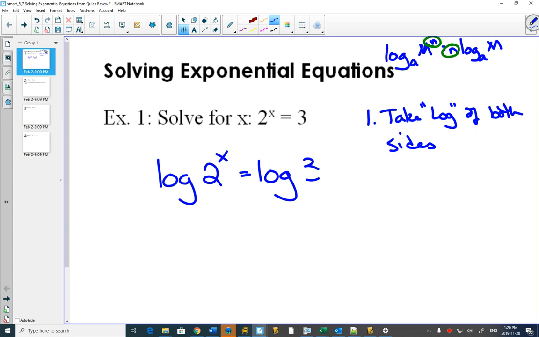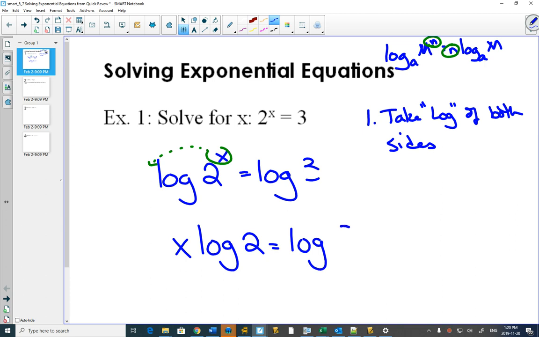Because now the 2 to the x is equal to 3, and they're both inside the logarithm. But now we have the log law that says if I have an exponent, I can bring that out in front. If I do bring that out in front, then I get x log 2 equals log 3.